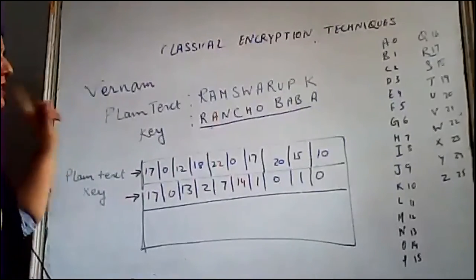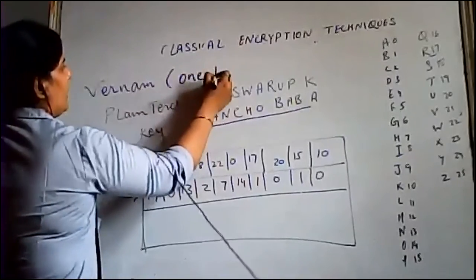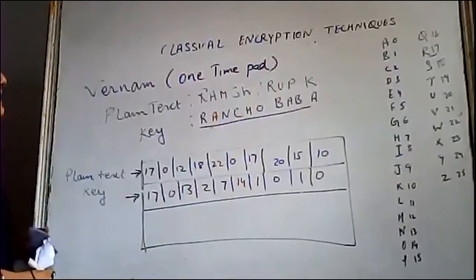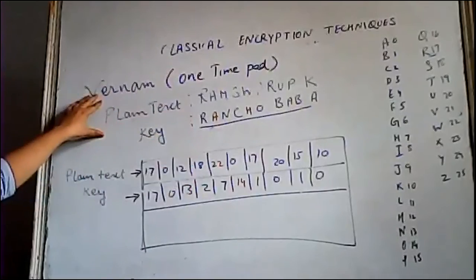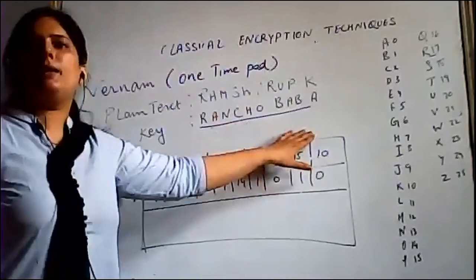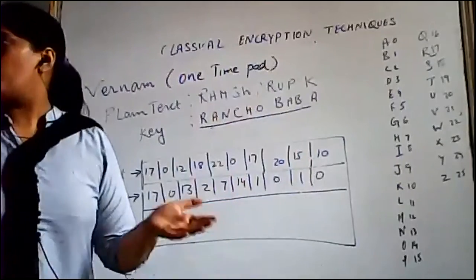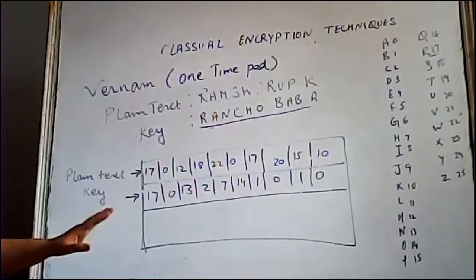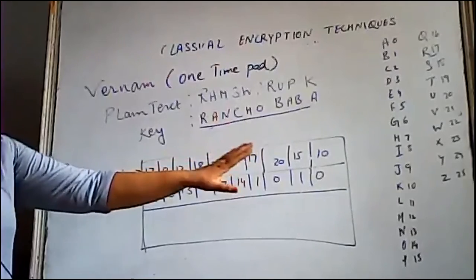And there is a second rule: this method is also known as the one-time pad technique. This technique means that whatever key we use for a particular plain text cannot be repeated for some other text in the same process. So we have to use a different key for different text. We have now substituted all the values of plain text and key with the numbers assigned to us.